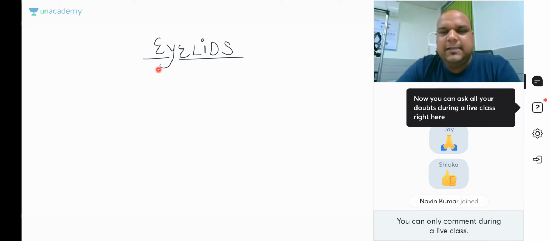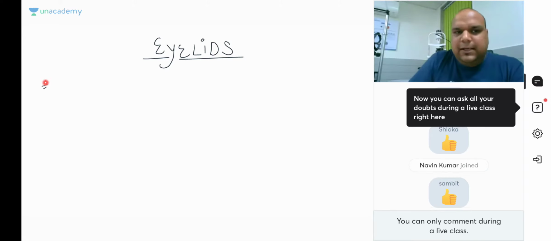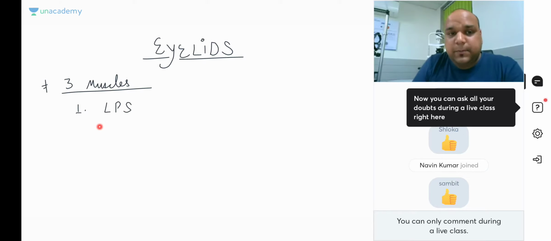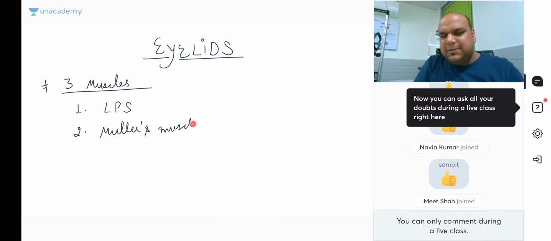If we simply dissect eyelids anatomically, we find out that there are three muscles in the eyelid and there are three glands in the eyelid. First of all, let us discuss the three muscles in the eyelid. Number one, LPS, levator palpebrae superioris. Number two, Mueller's muscle, also known as tarsal muscle. And the third muscle, everybody, is your orbicularis oculi.